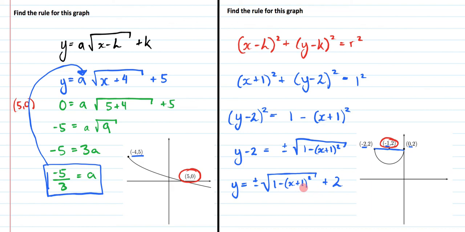Perfect. So this is telling me that my center is (-1, 2). But now the question is, would I leave it as plus and minus? I wouldn't. It's just going to be minus because I'm dealing with this part of the circle. This value here tells me what my radius is, which is clearly 1. And therefore I've found my rule.